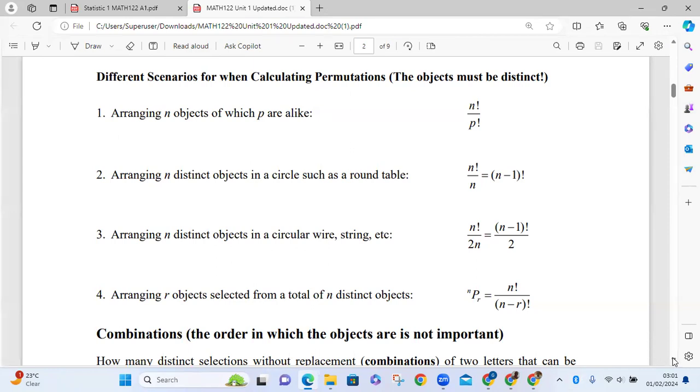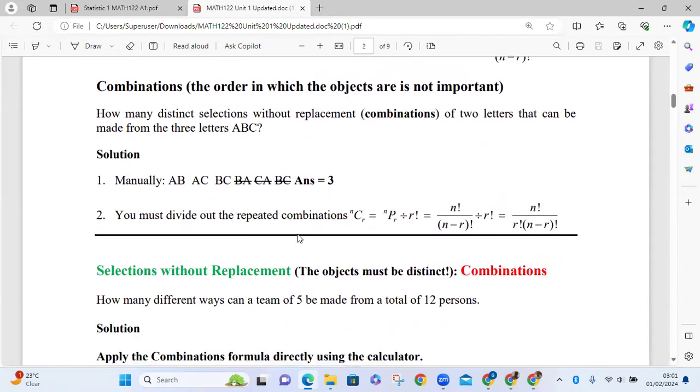Now you've got what you call combinations. In combinations, the order in which the objects are is not important. It only concerns what elements are present in the set, the combination thereof. So how many distinct selections without replacement, combinations of two letters, can be made from three letters ABC? Manually, you have AB, you have AC, and BC. Bear in mind, you are not interested in how they are arranged. You are only interested in what is present.